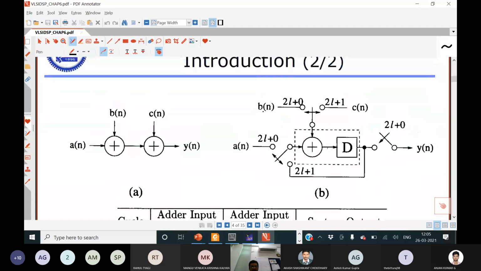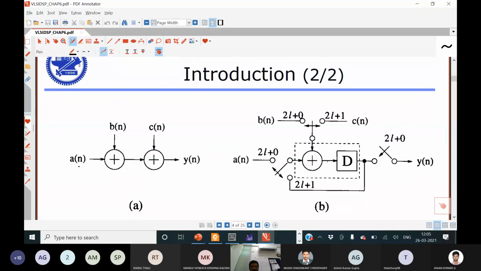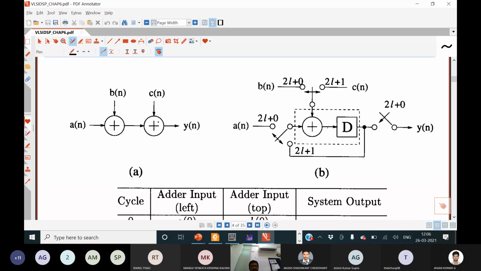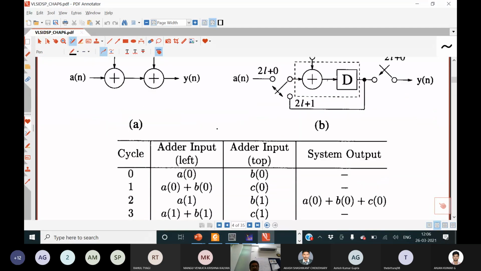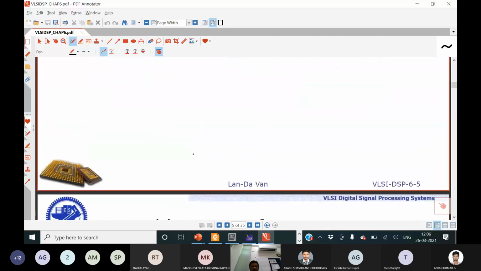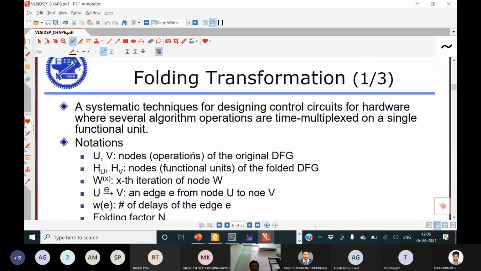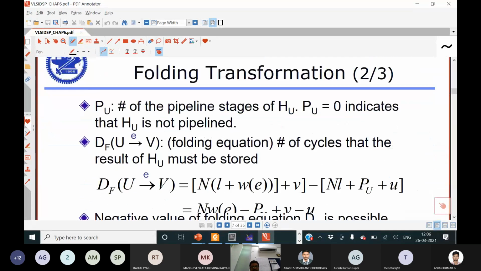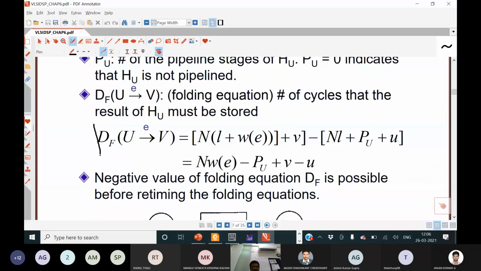So we went through this particular example where we saw how we can apply the basic concept of folding. Ultimately we need to use some sort of switching instances, because we need to change the position of the switch according to whatever functionality we want to achieve. Then we saw the folding transformation, and we talked about this particular equation, and how we can derive it.